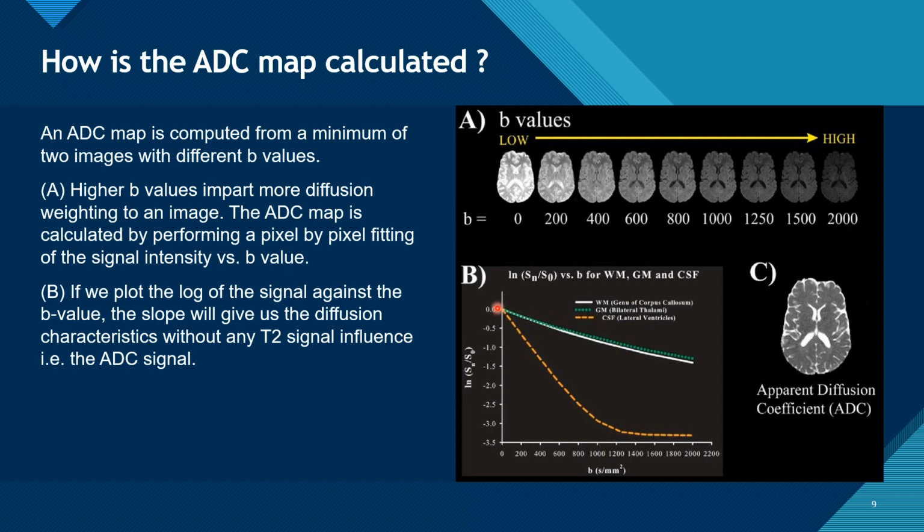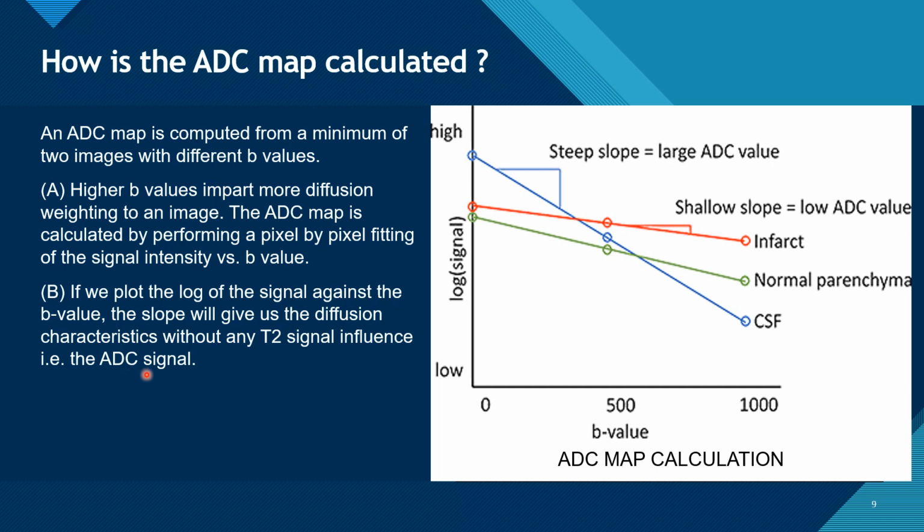If we plot the logarithmic signal of the increasing B values against the signal intensity coming from each B value, this will give us a slope of the curve. This slope will give us the diffusion characteristic of the tissue, but will negate any T2 influence on this image. Thus, this will derive an ADC signal. So, let's make this a little bit more clear.